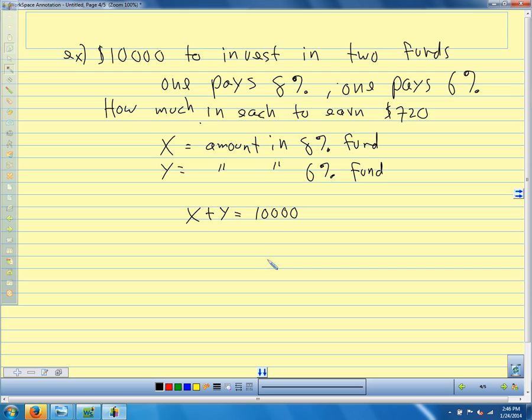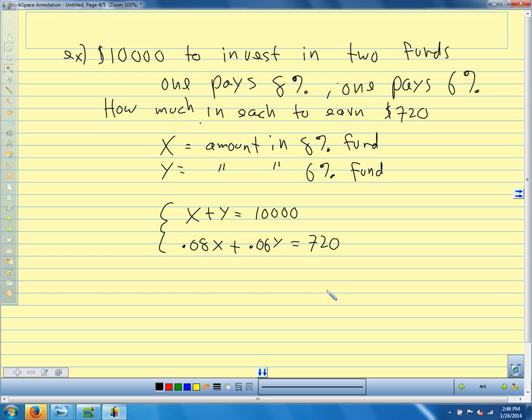And this is simple interest. So how much interest do we get from the 8% account? 0.08 times however much money we have in there. And we're going to add that to the interest we get from the 6% account, 0.06 times Y. And we want that to equal $720. So there's our system of equations. Once we've written it out, solving it shouldn't be that difficult.